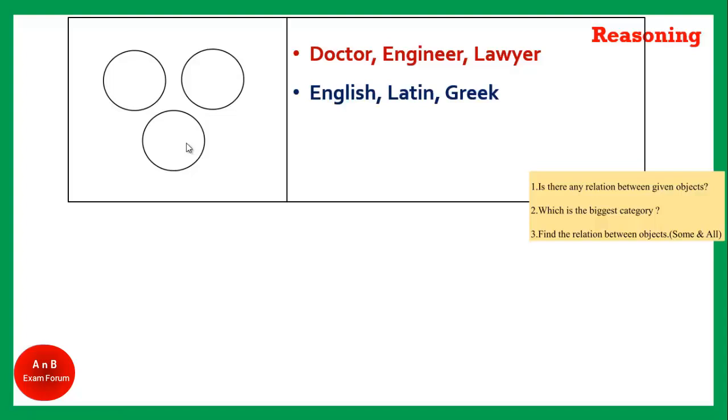Let's see English, Latin and Greek. Yes, all these are languages, but English cannot be Latin, obviously. Latin cannot be Greek, obviously, and Greek cannot be English. So there is no relationship at all between these 3 objects. Remember, if language is there as a category, then everything comes into that language circle. Let's see the next.